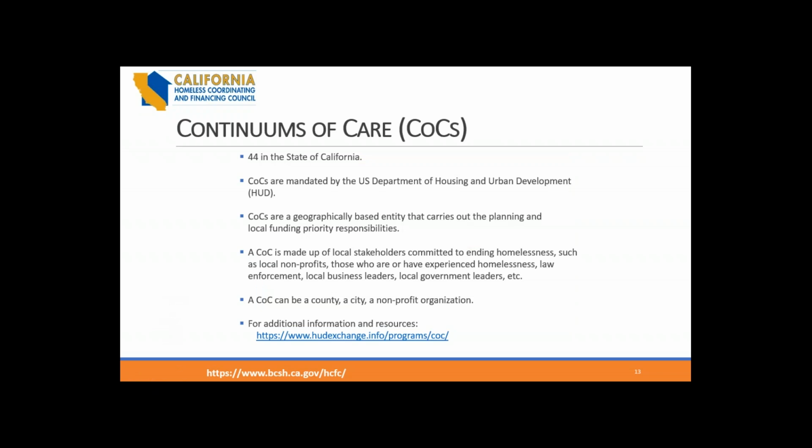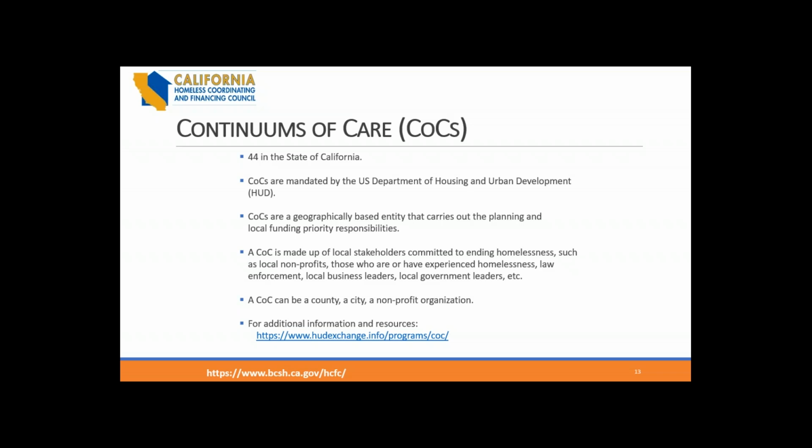If you don't know what a continuum of care is, this is just some quick information and a link for you to find out more about what a continuum of care is, because they are mandated by HUD. Every state has a form of a COC in the country, and it's a geographically based entity, and they basically carry out the planning and local funding priority for homeless dollars. Most of their money comes from HUD, and then now with HEAP and HAPP, there is some state dollars as well. COCs can be counties, cities, or a nonprofit organization.